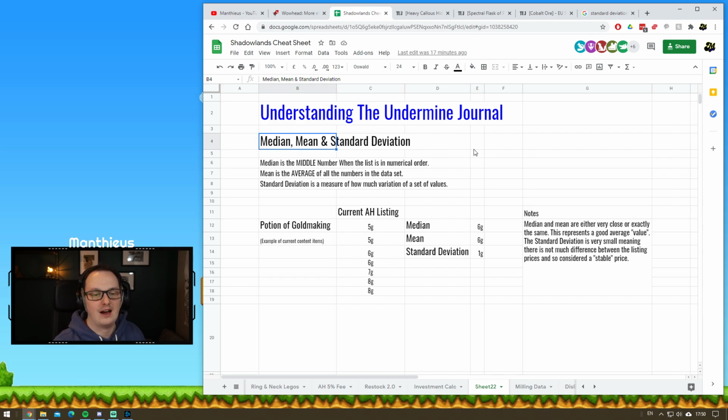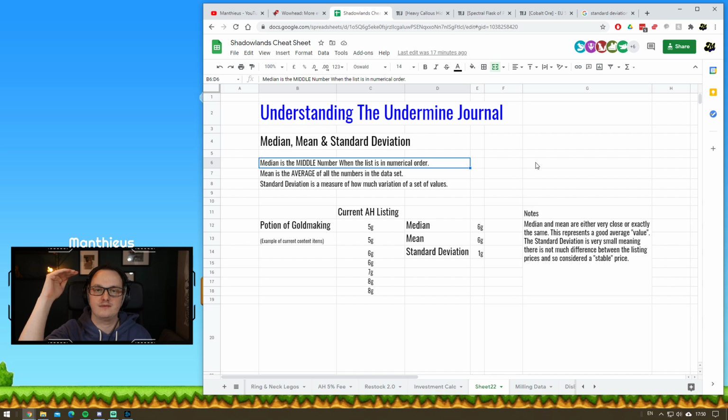But right, let's work out what this mean, median and standard deviation really is and how we can use it to our advantage. So median is the middle number when you list all of the items in the data set in order. So this is basically saying when you look at the auction house, if you've got like 21 listings up on the auction house, what is the one smack bang in the middle? Now, this doesn't necessarily mean the average, it doesn't necessarily mean the cheapest or the most expensive. It's which is the one smack bang in the middle.